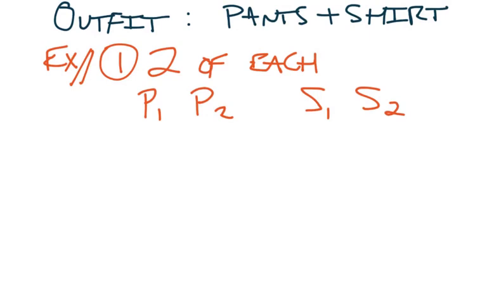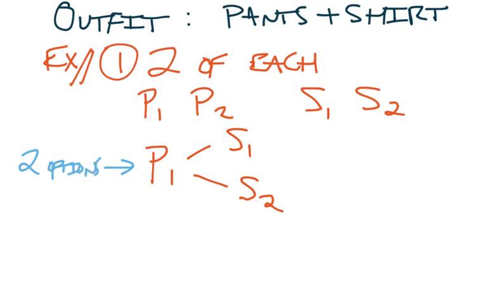So, let's just be systematic about how we go through this. All right, so let's say we want our first pair of pants to be the pants that we choose. From this pair of pants, we could have shirt 1 go with it, or we could have shirt 2. All right, so how many options does this give us in total? Well, pants 1, shirt 1 is one option. Pants 1, shirt 2 is another option. So this gives us 2 options.